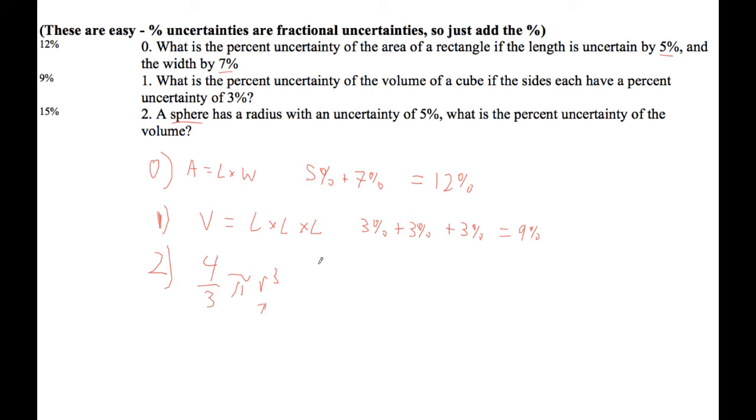So if it's 5%, this really is 4/3 pi times r times r times r. So it's r 3 times, so we would add the 5%. It's going to be 5% and 5% and 5%, so that's 15%, because it's r times itself 3 times.